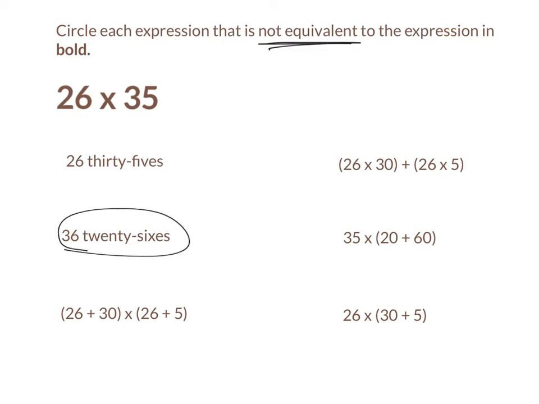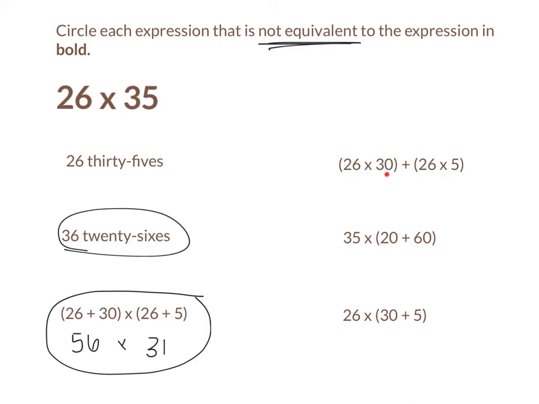Okay, very good. Now let's take a look at this next one. We have 26 plus 30 times 26 plus 5. Is that equivalent? No. What's 26 plus 30? 56. 56, okay. What's 26 plus 5? 31. So this is 56 times 31. Is that equivalent to 26 times 35? No way. No, so what do we need to do? Circle it.